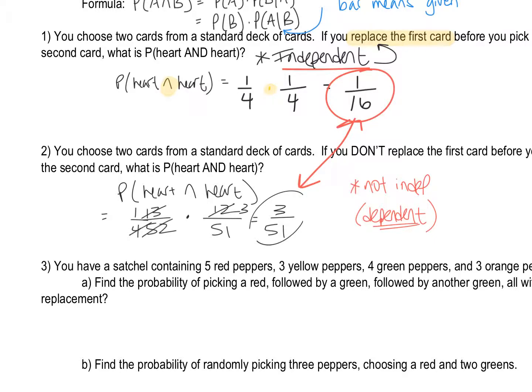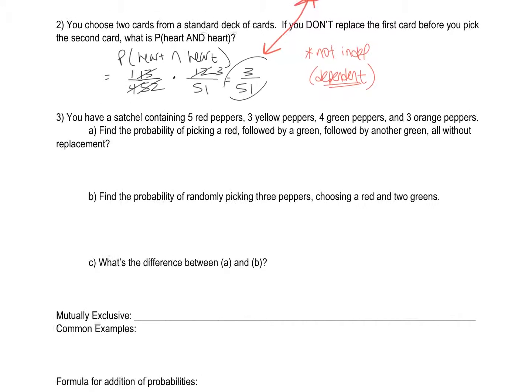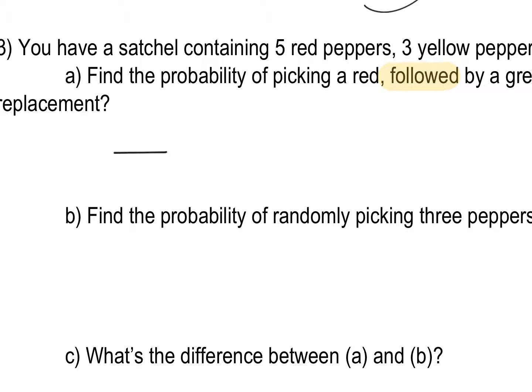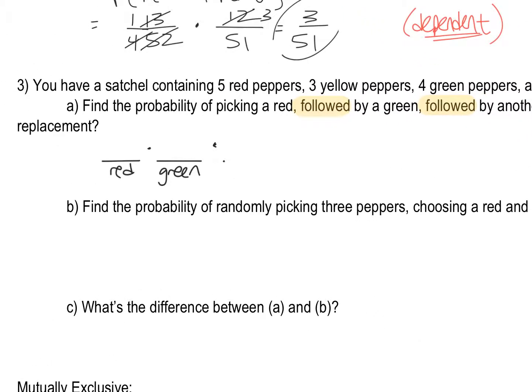And so example number 3, we've got a satchel containing a bunch of bell peppers. Find the probability of picking a red followed by a green followed by another green, all without replacement. So because this initiates like an ordering, the order of picking out the peppers does matter. What I can do here is the slot method. So red followed by green followed by another green.